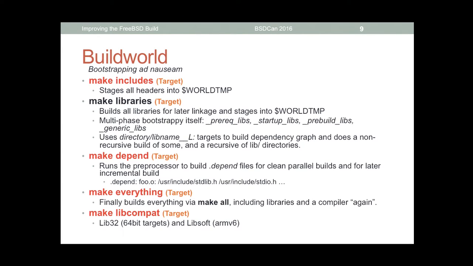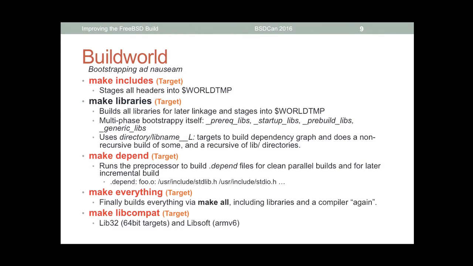But these .depend files that get generated are used for clean parallel builds so that C files know which headers they need to build. And then it's also later on used for incremental builds. Even though incremental builds don't work, we still have these. And they can be useful if you are building in just one little directory and you've modified one header, and only what you've changed has been impacted will rebuild.